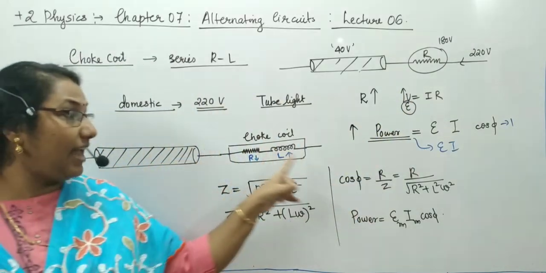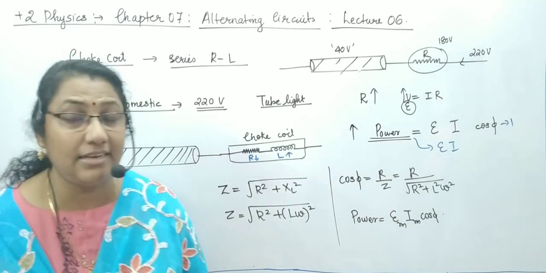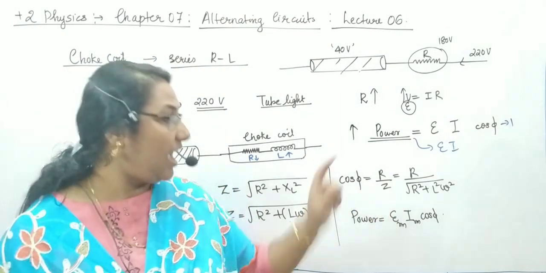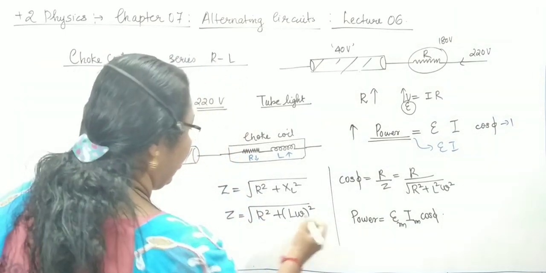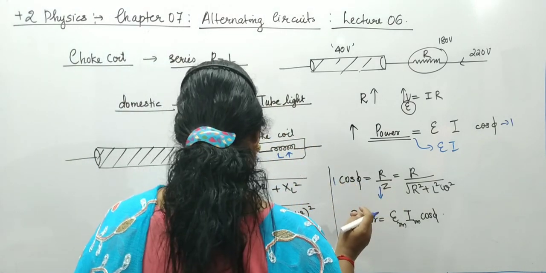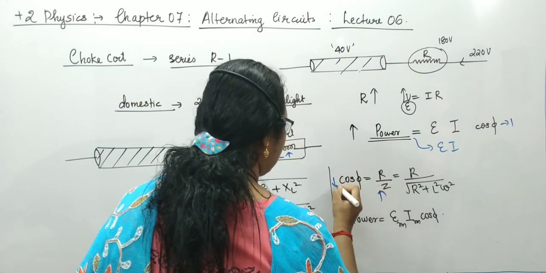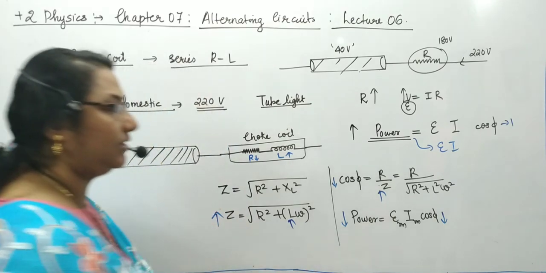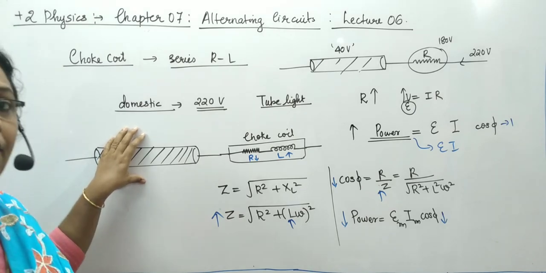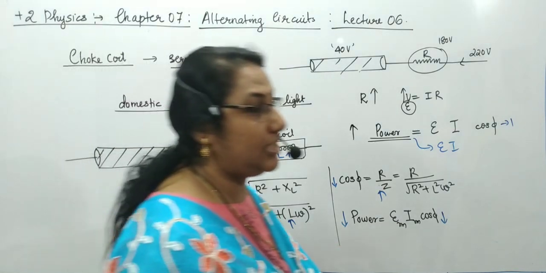But if we take an RL circuit, a series circuit to the appliance, what happens? Increase the inductance value, connect an inductor of larger inductance. As L increases, Z increases. As Z increases, cos phi decreases. As cos phi decreases, power also decreases. Clear? As L increases, Z increases. When Z increases, cos phi decreases. When cos phi decreases, power also decreases. Clear? That is, we can reduce the voltage of the electrical appliance without wasting the power. Okay, with no wastage of power. That is the purpose of using a choke coil.